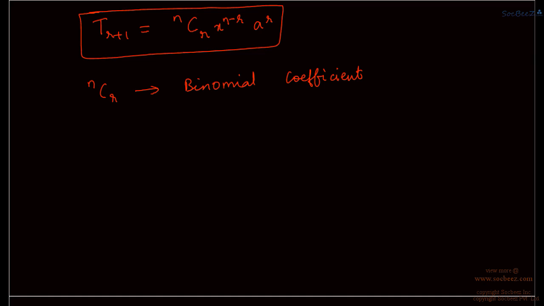That means we can now evaluate the coefficient of x. So coefficient of x is nothing but nCr into a power r. And if instead of x here we have say 2x, so we get 2 power n minus r. Whatever the coefficient of x in this term, that will become the coefficient of this term.